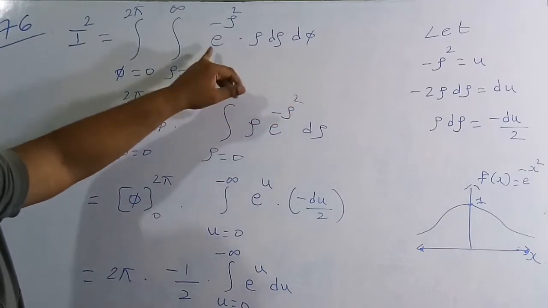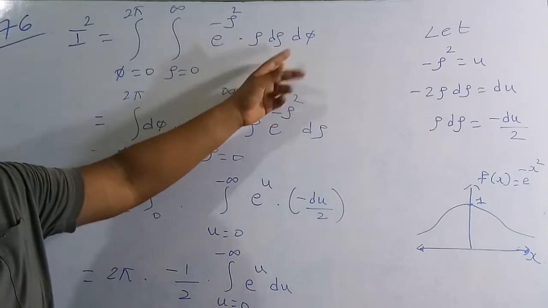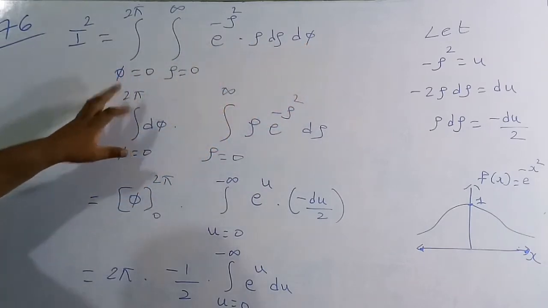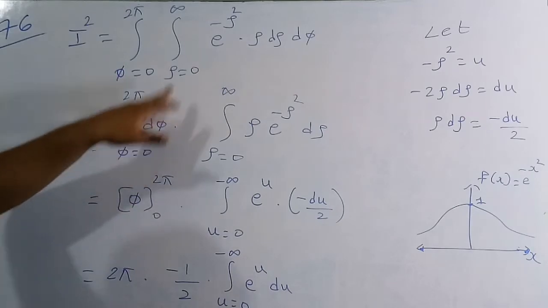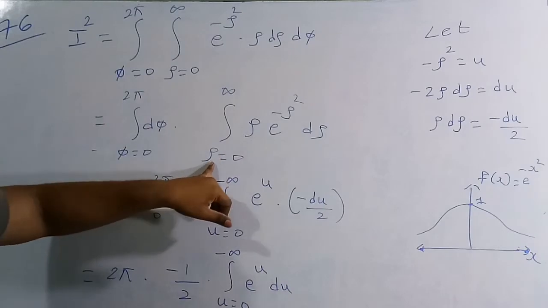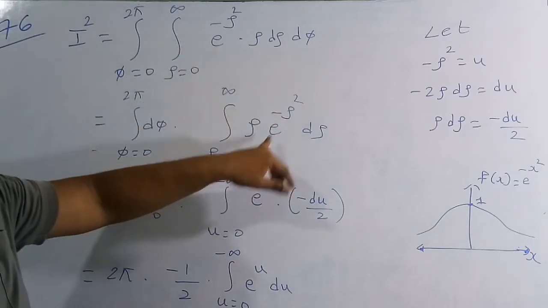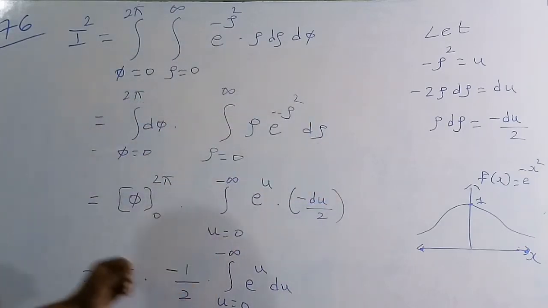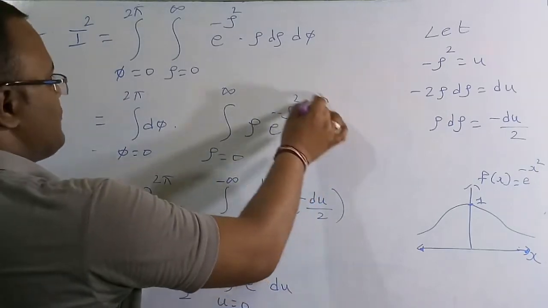You can see clearly this rho and phi are independent of each other. So I can take this d phi here, from phi is equal to 0 to 2 pi d phi, like separable, we are going to separate because both are independent. So therefore integration of rho is equal to 0 to infinity rho into e to the power of minus rho square into d rho. So now I am going to simplify this expression.